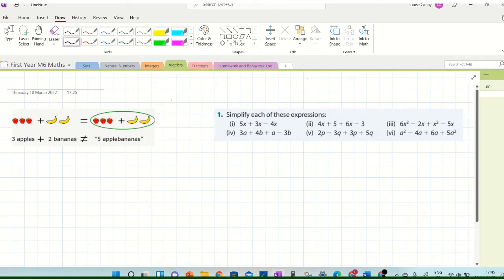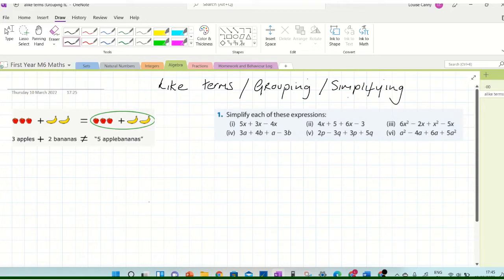Okay, I wanted to make a couple of quick videos just to recap the most important skills from algebra. So to begin with, we are going to look at like terms, and sometimes we talk about grouping or simplifying. And all of these things are based around like terms.